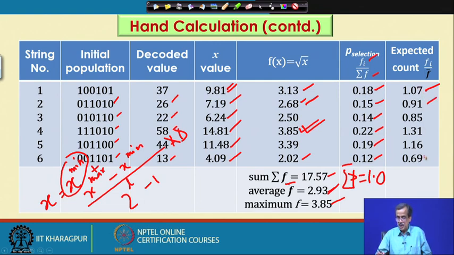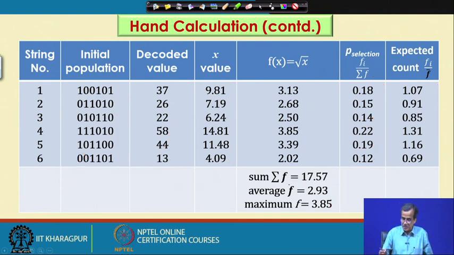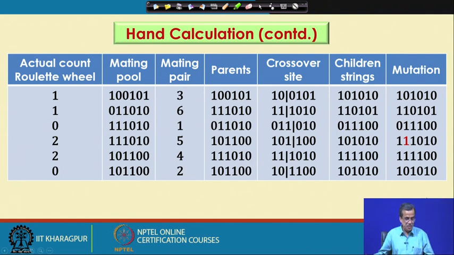Similarly, for all the GA strings, I can find out the expected count. As I told, by expected count we mean how many times a particular GA string will be copied in the mating pool. The actual count could be slightly different from this expected count, because this is probabilistic. So, we can find out the actual count.